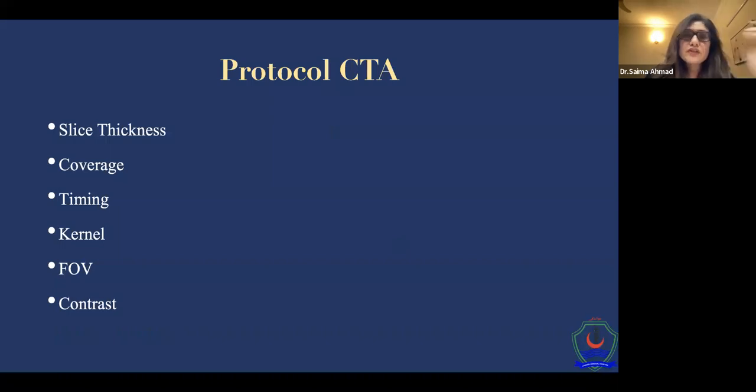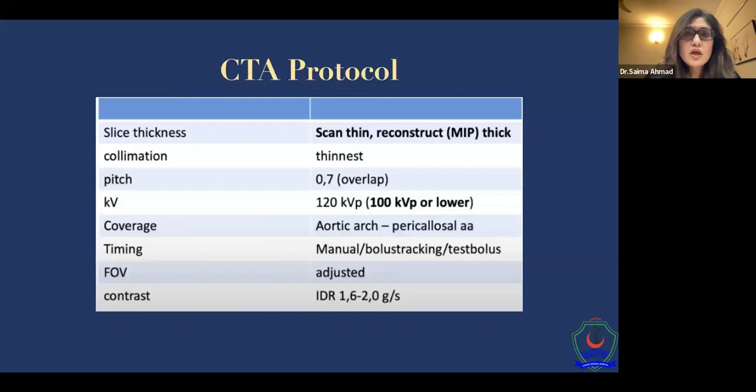When you are going to perform the CTA, you should know the protocol of the CTA very well, and you should always optimize it if you want to look at any of these acute stroke imaging. The protocol is about the slice thickness, the coverage, timing, kernel, FOV, and the contrast.